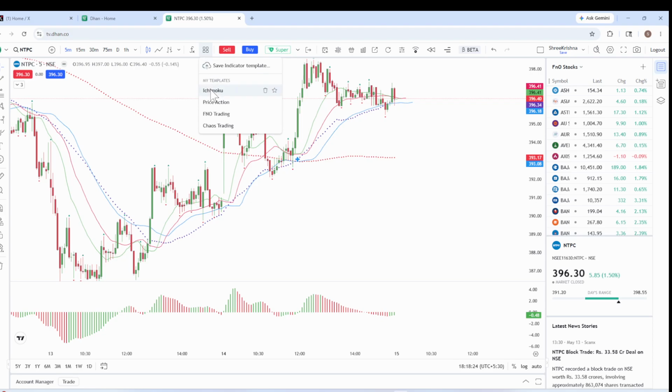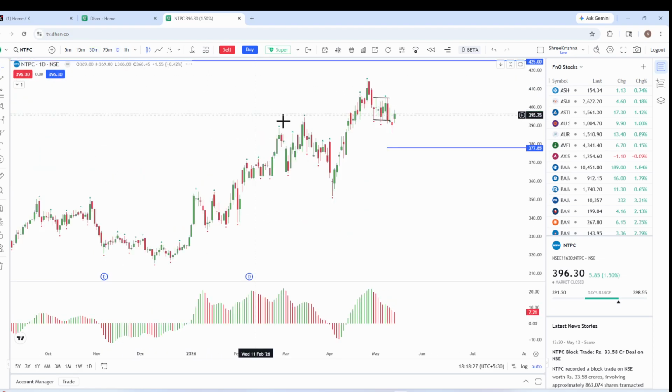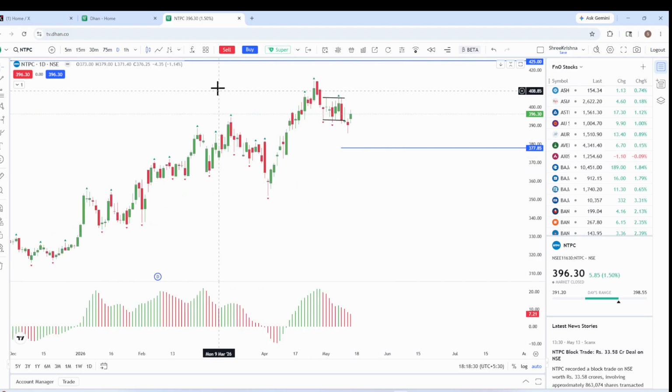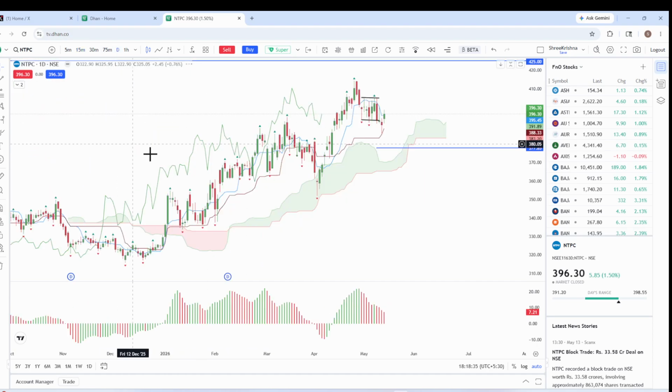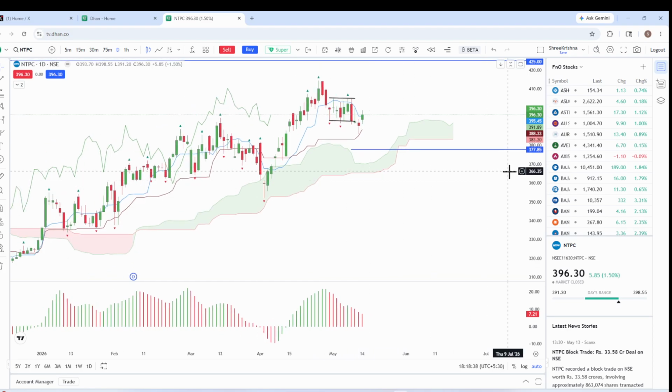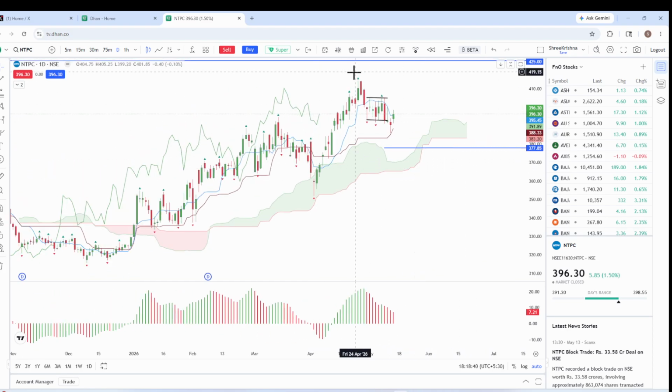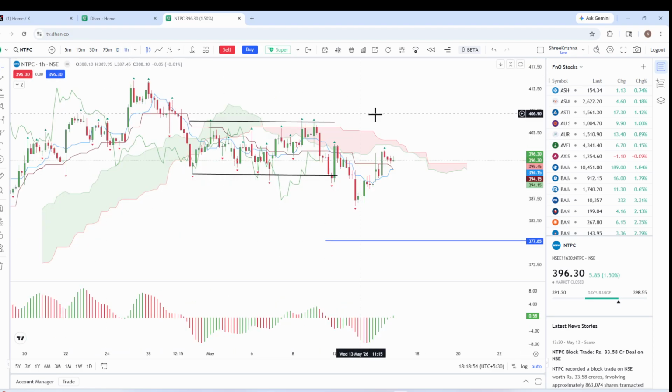Suppose you like Ichimoku, let's go to Ichimoku. I will go with the daily. Now what is happening is that Ichimoku is trying to show upside. This one is also upside, this one is also upside, which it rarely shows. In that case you can go to 1 hour and you can see the market is already below the cloud.